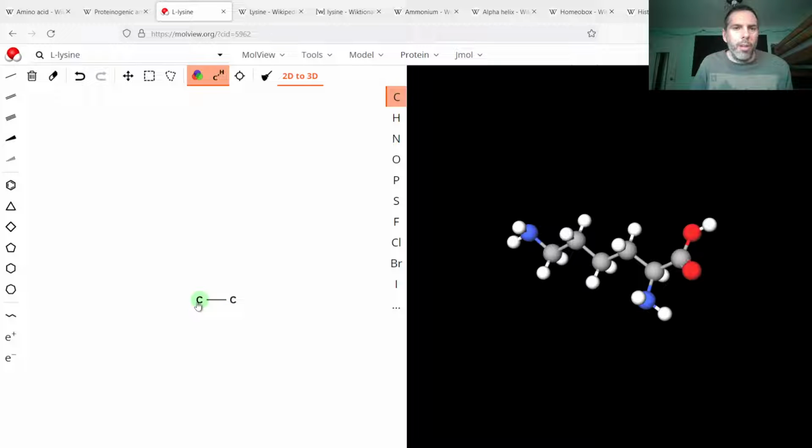So I'll draw it here: alpha carbon, carboxylic acid group on the right here. And lysine is going to have 4 carbons in the side chain ending in a nitrogen. And the nitrogen at cellular pH will be positively charged.